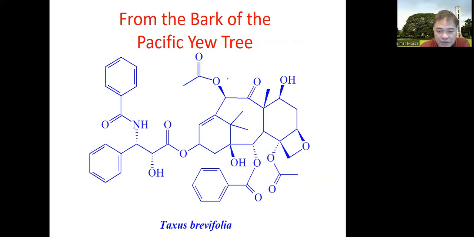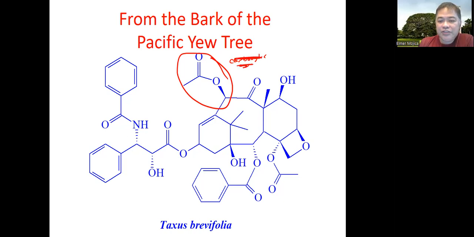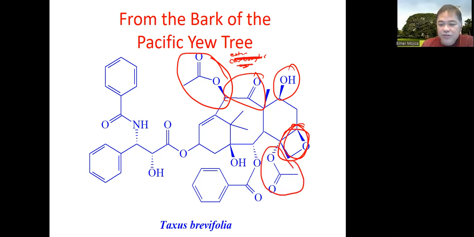So ano to? Anong functional group to? Anyone? Yung assignment ninyo, bibigyan kayo ng compound and then you have to answer what's the functional group in that compound. So what functional group here? Anyone? This is carboxylic group. Oh no, it's not. That's your ester. Because that's another carbon. This one is a ketone, an alcohol, and an ether, carboxyl group. No, this is another ester, aromatic ring.